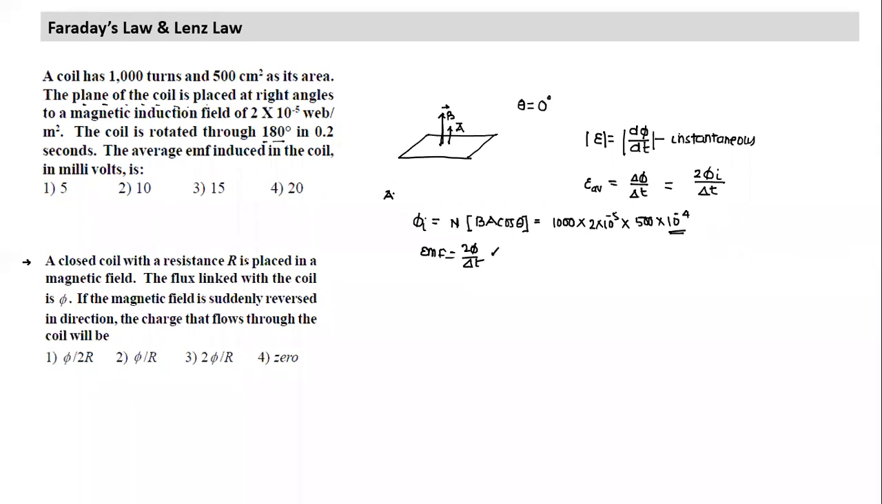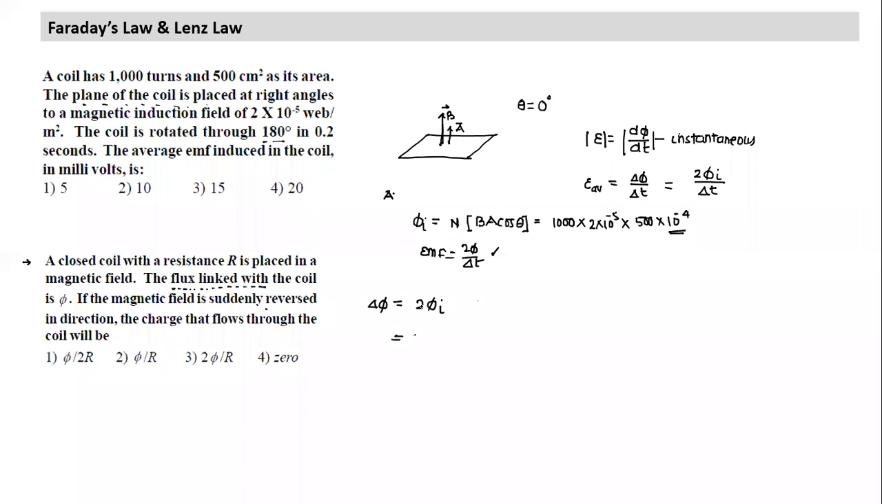A closed coil with resistance R is placed in a magnetic field. Flux linked with the coil, that's the other term we use. Flux is also sometimes called flux linked with the coil. If the magnetic field is suddenly reversed in direction, find the charge flow. Whenever the magnetic field is reversed, the cos theta term will become the negative of whatever value it had. So delta phi is equal to twice the initial flux. If initial flux was phi, it will become minus phi.